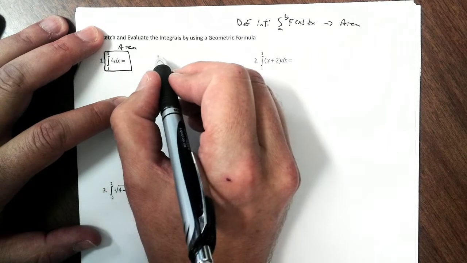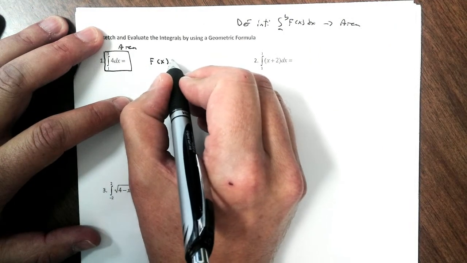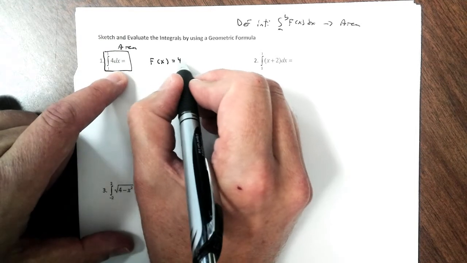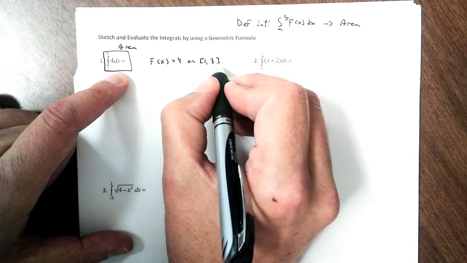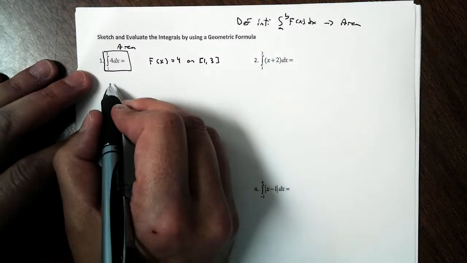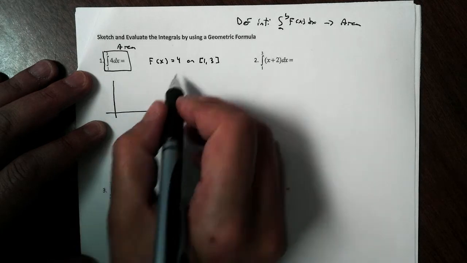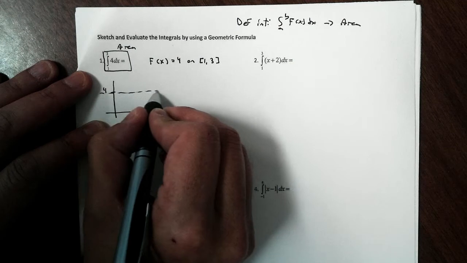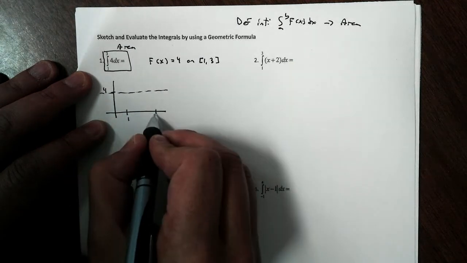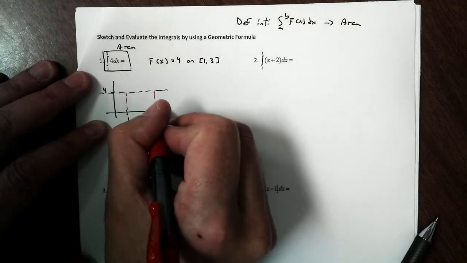So I need a function. We're basically saying find the area on the function f of x equals 4 on the domain 1 to 3. So I'm going to graph it. F of x equals 4 is a horizontal line at 4. I'm looking at the region between 1 and 3. So if I draw this out, I'm looking for this region, and I like to shade it.